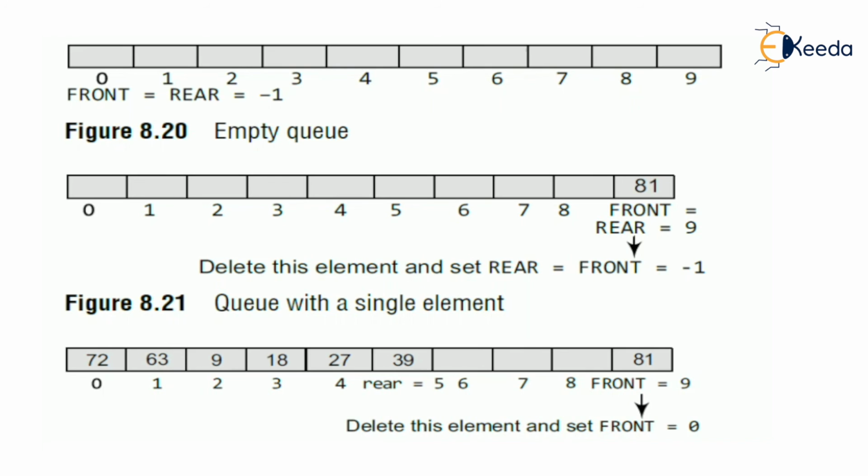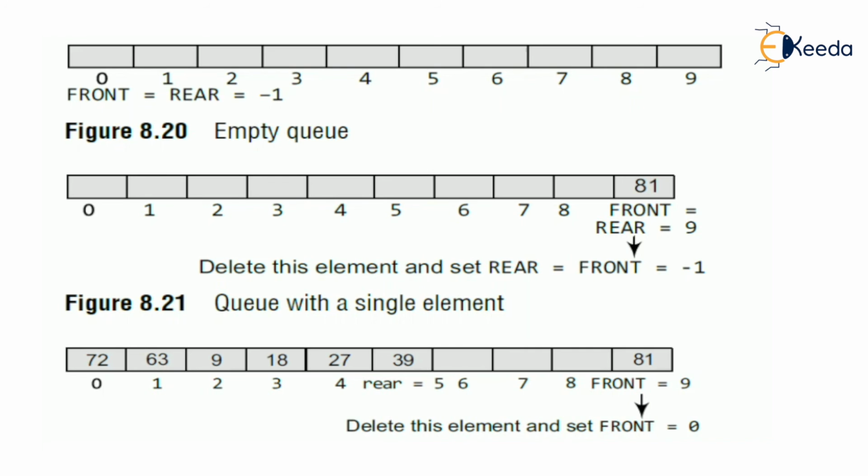Okay, and the last figure, what it indicates, see here, from the 0th location up to the 5th location, a total of 6 elements are present. That is 72, 63, 9, 18, 27 and 39. After that, 3 vacant locations are created, and after that again at the end, 1 element is there at the last position. That is 81.